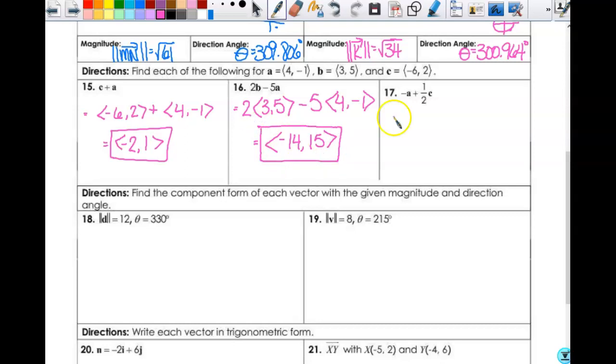Right. Then negative a, which is negative 4, 1, plus half of c, which is negative 3, 1. So it's going to be negative 4 plus negative 3, which will give me negative 7. And then that makes that a positive 1 plus 1, which gives me 2.